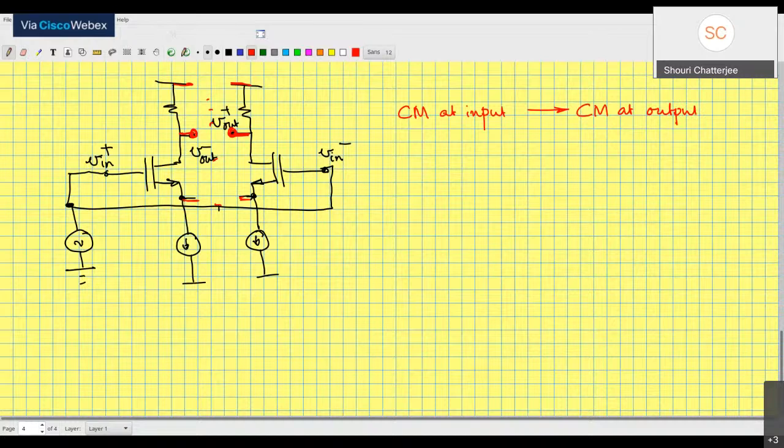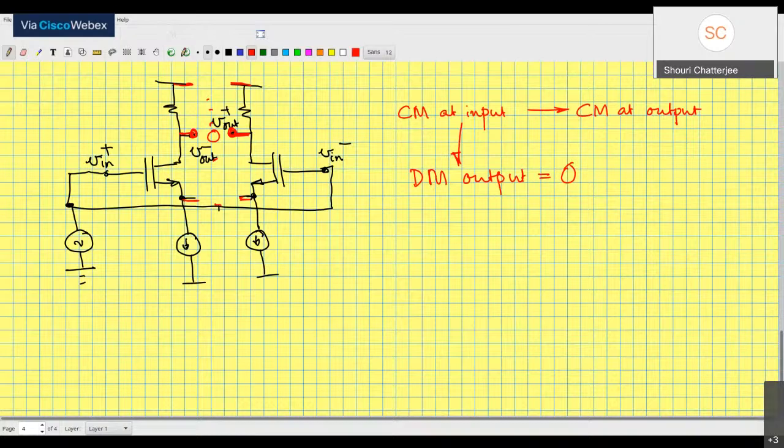And what is the differential output? The differential output is actually 0. Right? Why is the differential output 0? Because on both sides I will obtain the same voltage. Both inputs are equal. So if somebody asks you what is the differential mode output when the input is common mode, then ideally speaking, the differential mode output is going to be equal to 0.